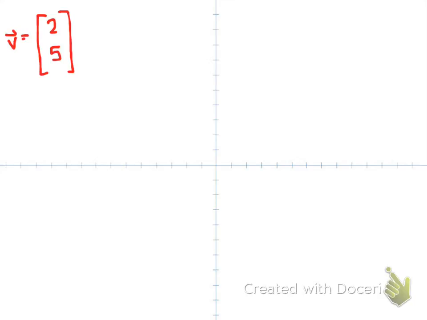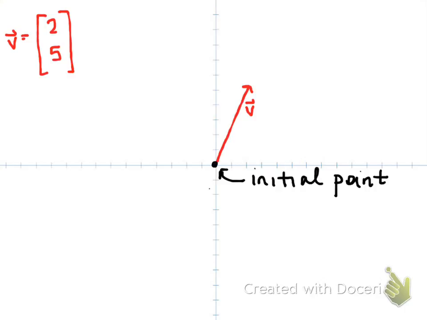So let's say we have the vector 2, 5. Notice this is written as a 2x1 matrix. So our vectors we're going to think about as a column matrix where the number of columns is 1. So we think of these as column vectors. And we think about the 2 like the x-coordinate and the 5 like the y-coordinate.